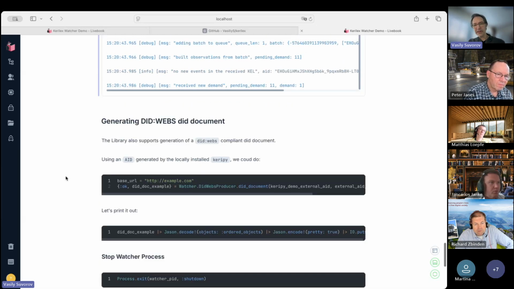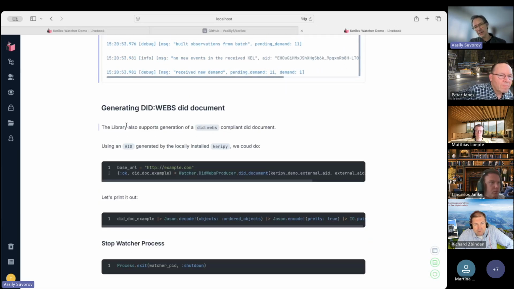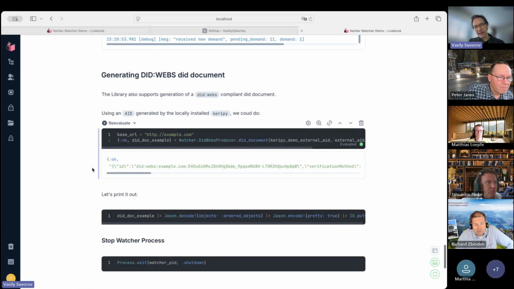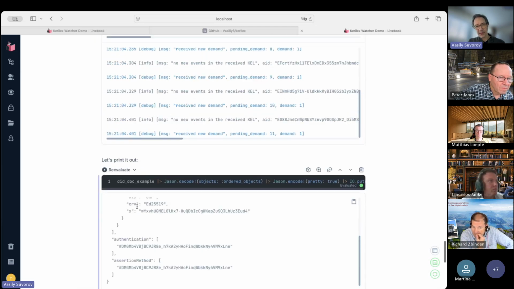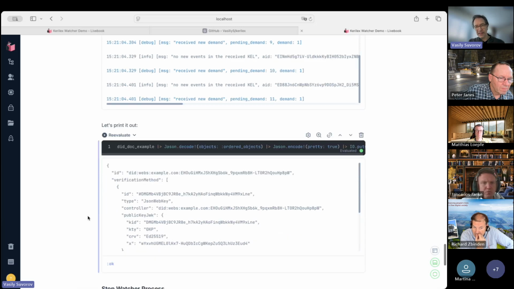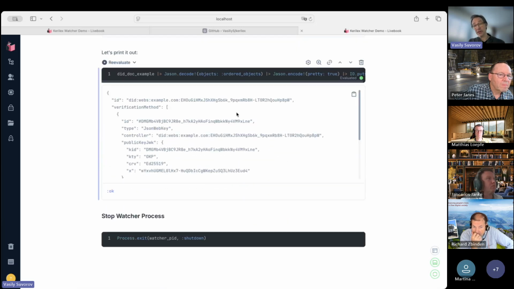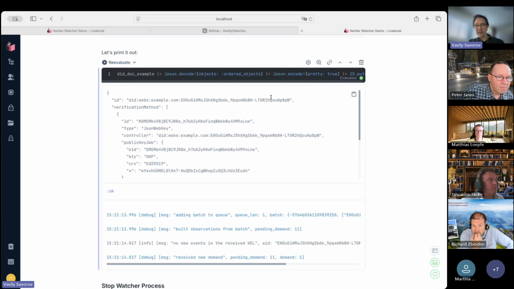So now we can play with it as well. You probably heard about DID methods. The DID method is defined for KERI, and then we can create the DID document from the database and also print it out, right? And here we have the did:webs representation of this AID. So here's the AID, and here's the public key that we've just seen.